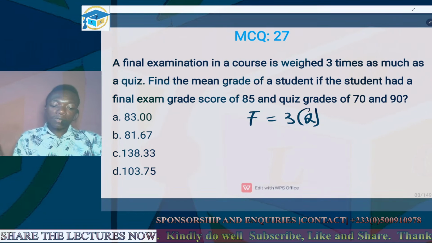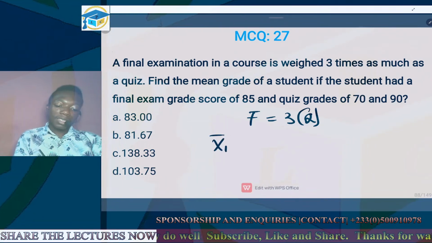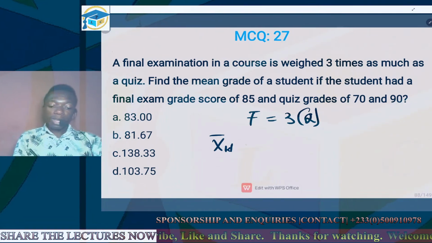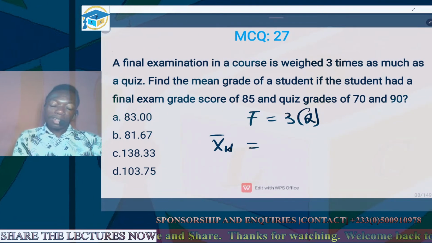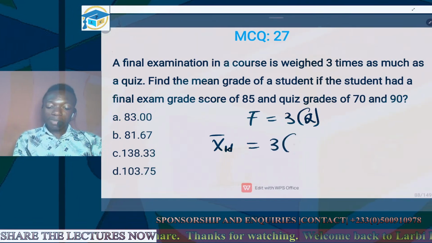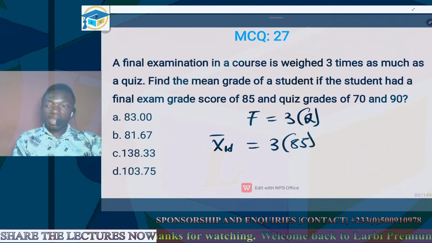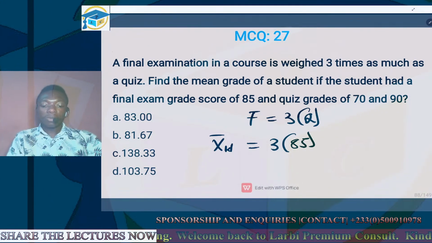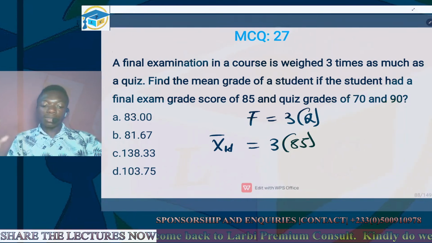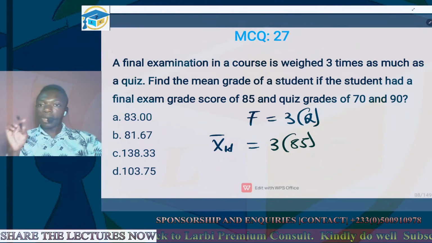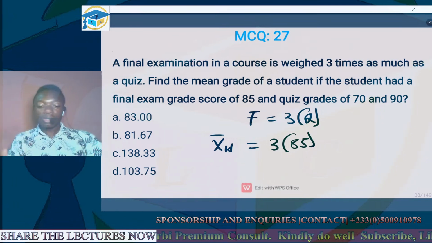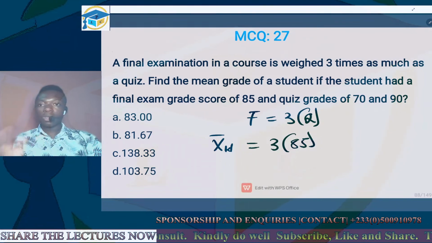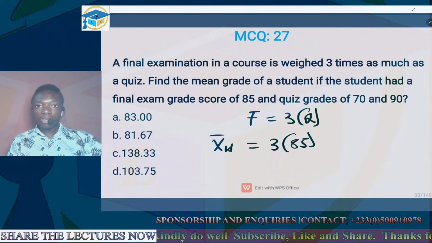We are going to find the mean score for this, so this is actually the application of a weighted mean. That means the final examination score is going to be multiplied by 3, the score of 85, and the rest is just going to be one. So the quiz is one, and for the quiz grades, which are 70 and 90, the weight is just one, but the emphasis on the final examination is the weight, which is three. Okay, that's what we need to understand.